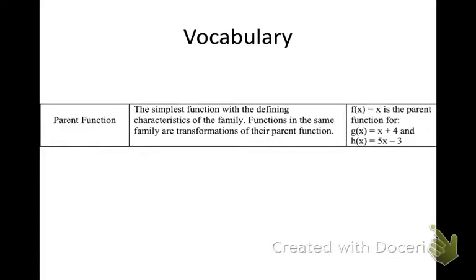Vocabulary here, the parent function. The parent function is essentially the simplest function with the defining characteristics of the family, and that's really what we're going to focus on today. Whenever you see a specific function, what are the characteristics, or what's the type of graph we're going to make. Functions in the same family are transformations of their parent function. Essentially, every graph can be transformed. For some of you, maybe higher order learners, you can focus a little bit more on the transformations and how you can transform. But again, we really just want to focus on what's the simplest function, or what this graph is really going to look like.